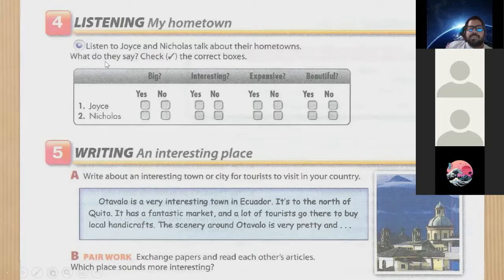What do they say, guys? We have to pay attention to Joyce and Nicholas. And teacher, what do we have to pay attention to? Well, look at this. If the cities or the hometowns are big, yes or no. If it is interesting, yes or no. If they're expensive, yes or no. And if they are beautiful, yes or no, according to what they say. So that's the idea. Pay attention to Nicholas and Joyce, and you have to select yes or no in each category.